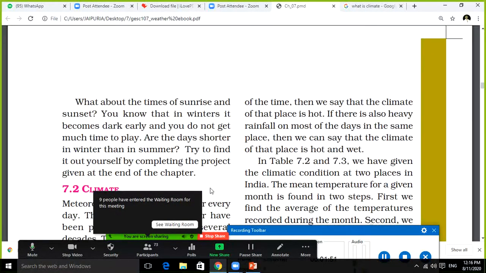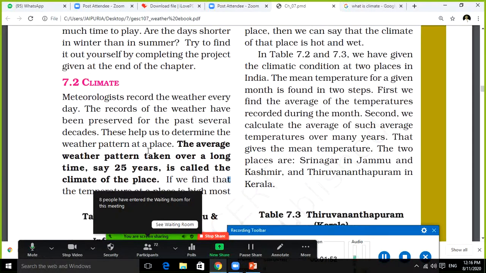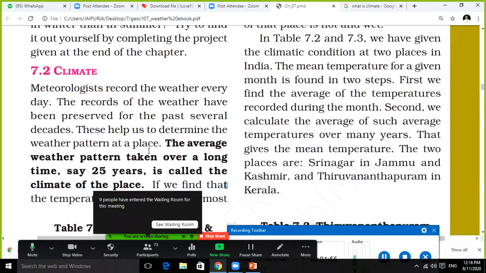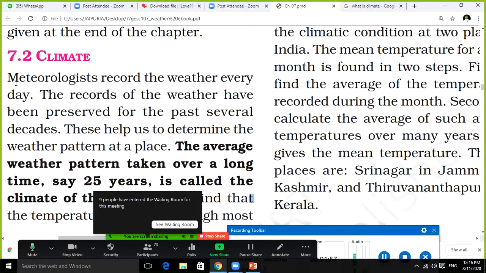So here, what is climate and who is giving you this information? One department is responsible for this information, that is the meteorological department. The meteorological department works through meteorologists, who record the weather conditions day to day, and the records of the weather have been preserved for the past several decades.